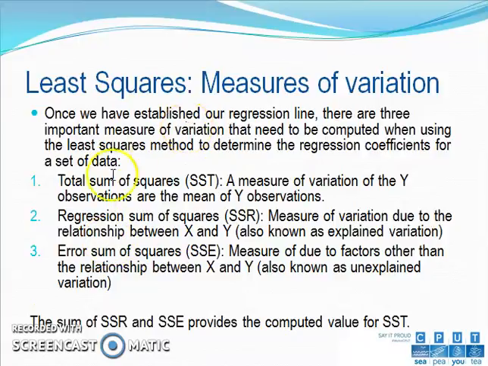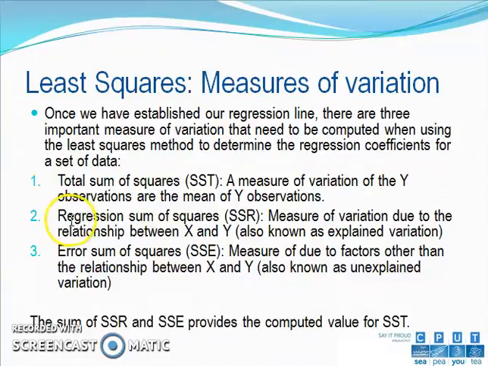And so once we've established a regression line, so we've established that there's a relationship between two variables, there are 3 measures of variation that we are going to use to check the strength of that relationship. The first one is known as the sum of squares total, or the total sum of squares, and this is a measure of the variation of the y observations and the mean of the y observations.